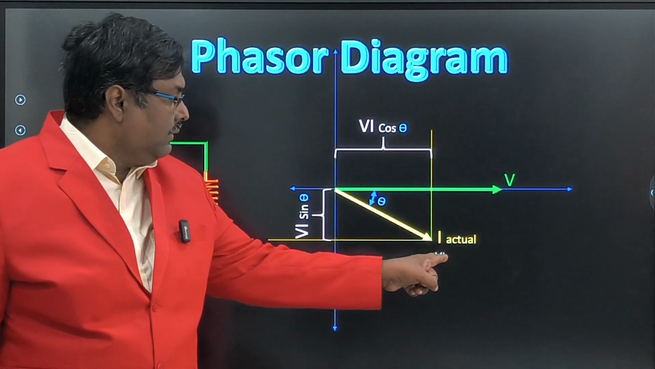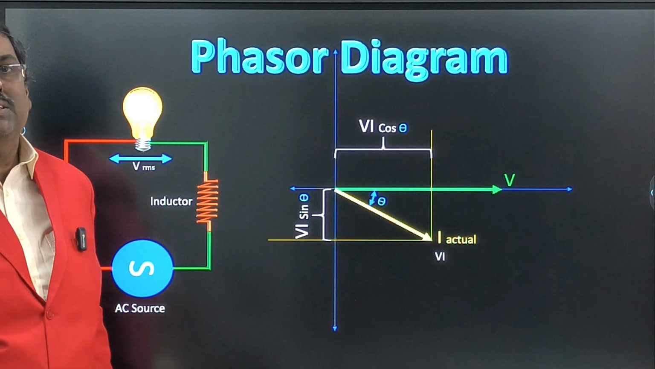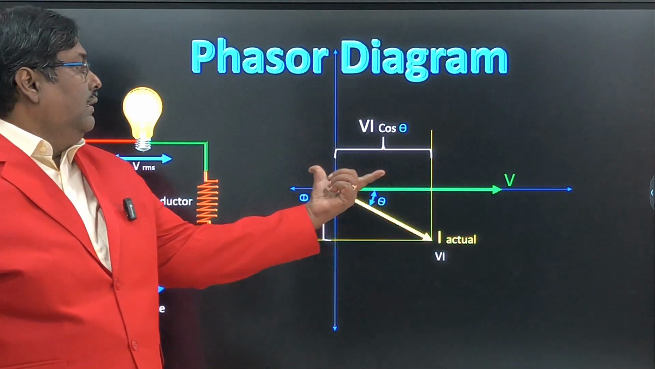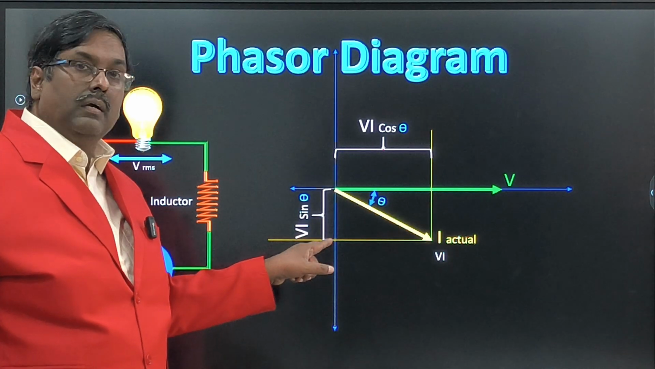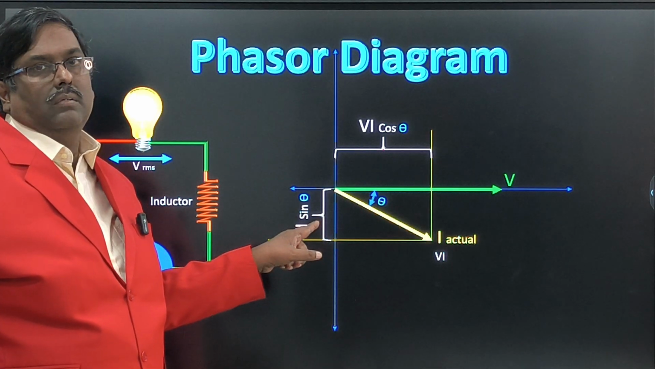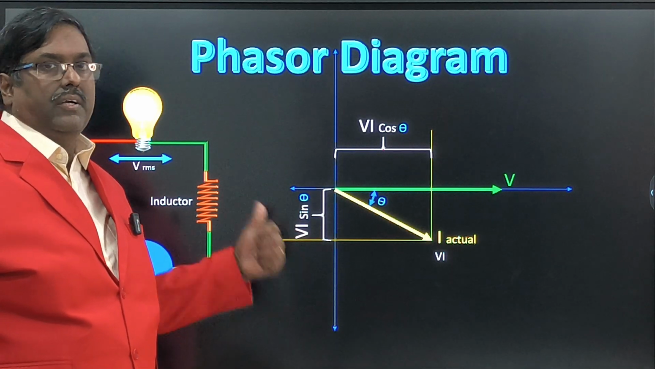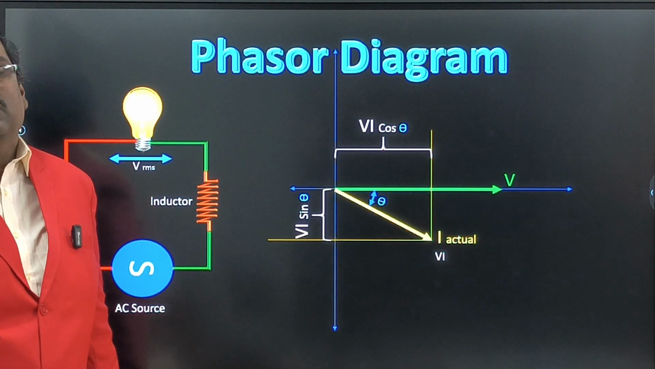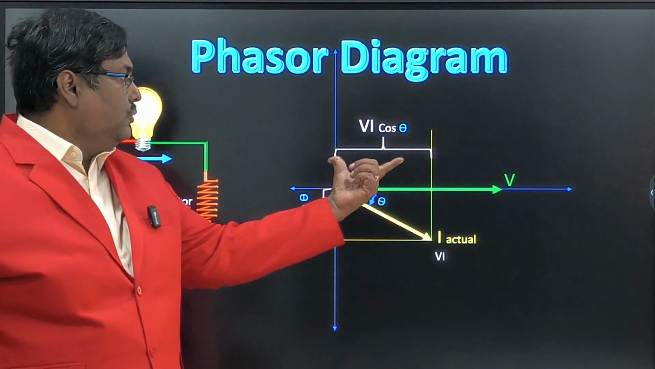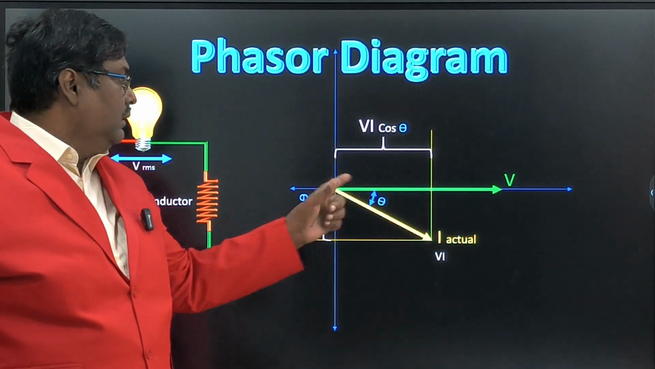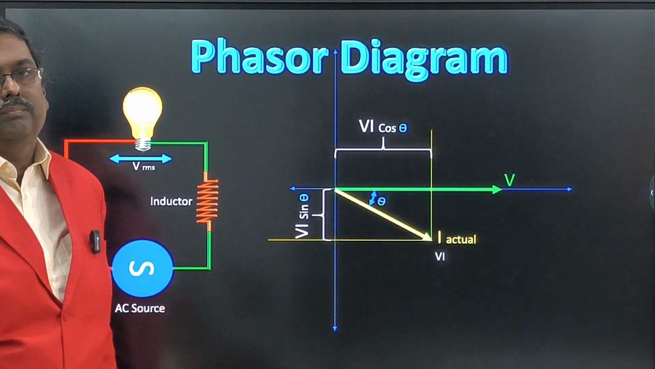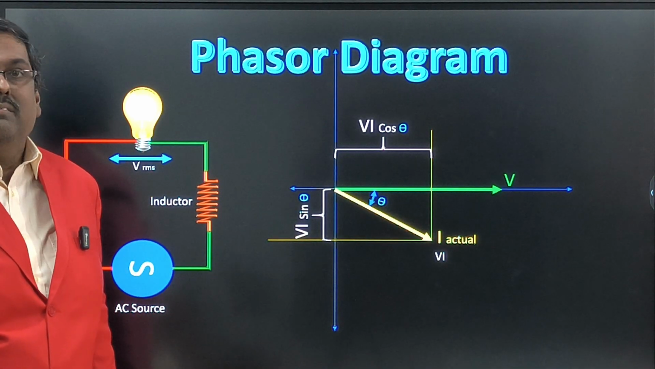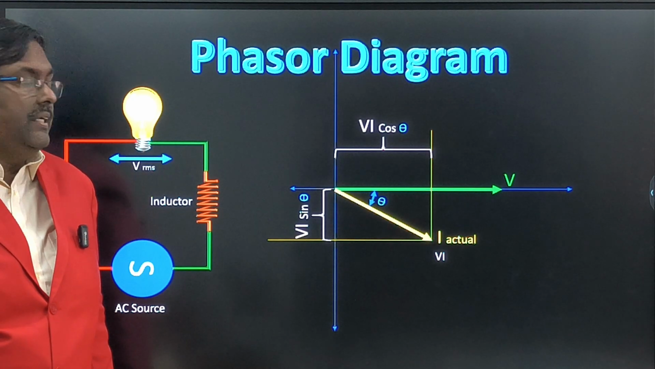This is Vi. This is actually what we are supplying. But this one did the work done. This one, it didn't do any work. This is a worthless power. This is a reactive power. This is returned back to the source. So this work done is useful power. We have done the work, but this is nothing done, and it returned back to the source. Now you got the idea. Very simple, very easy to understand.